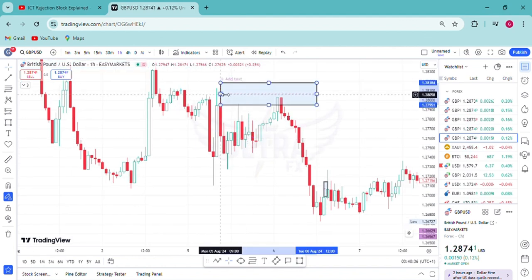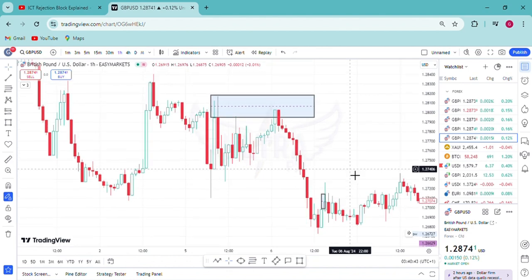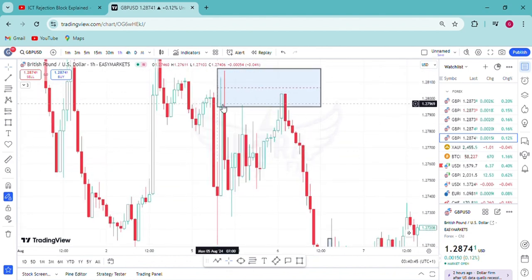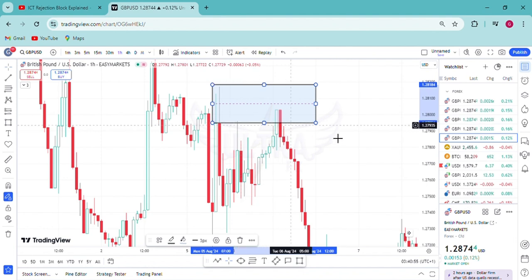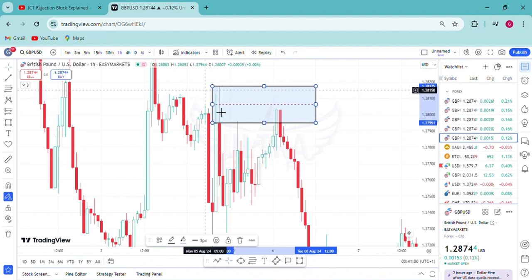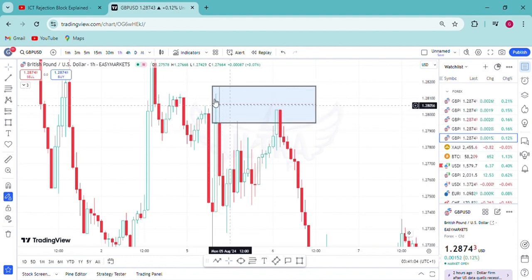Now this wick has liquidity resting above this candle. So this candle's body has liquidity, and this liquidity is being taken out by this one. Liquidity taken out here, this one takes out this liquidity here. So this candle's wick from the high to the top of this body is your rejection block. So price rejects from this spot right here.